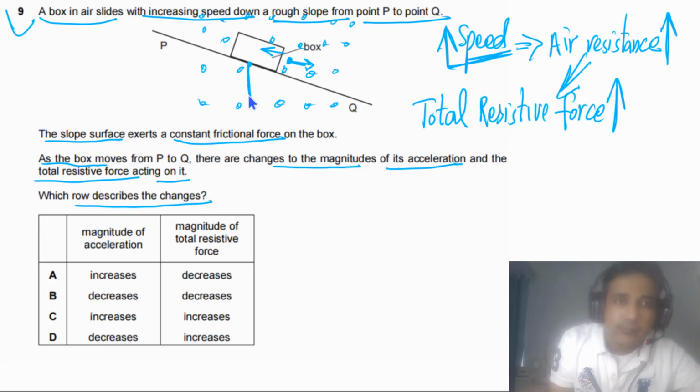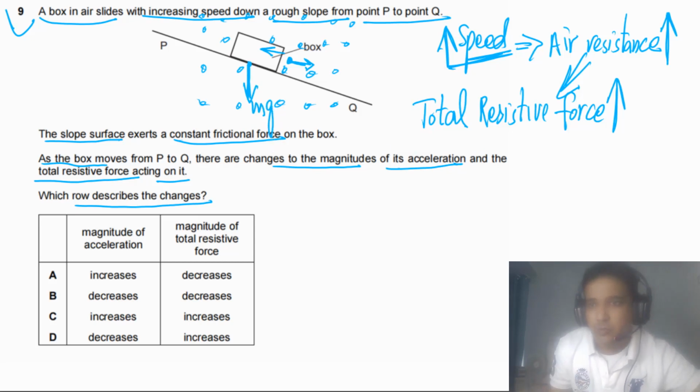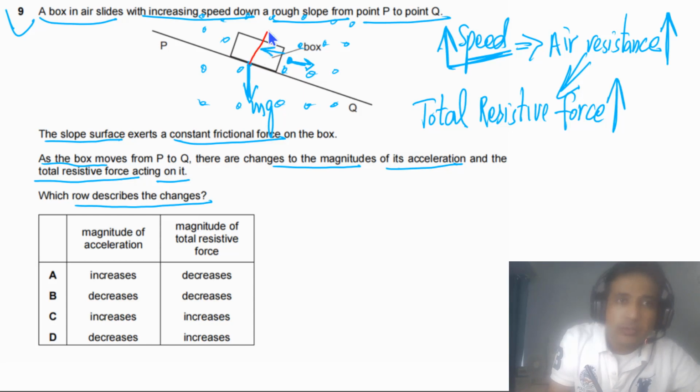So we can draw the forces acting on the box. One force is mg acting vertically downwards, and there will be a normal reaction force, n, normal to the surface. There will also be a resistive force on the box, which we can call Fr. We can also assume there is an angle theta, and this angle remains constant, so we can resolve the weight into two components. We can draw this arrow a bit longer, so this is the weight, and we resolve it into two components.